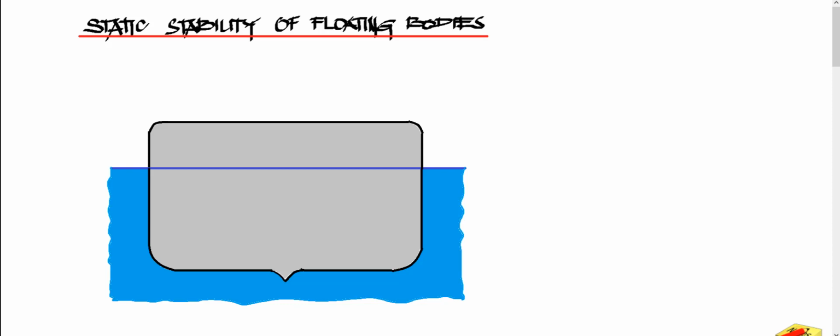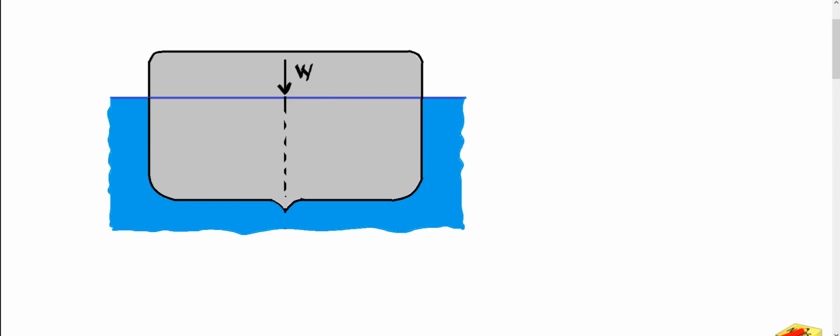Static stability of floating bodies. A floating body is acted upon by two equal opposing forces. These are the body's weight, W, acting at its center of gravity. We're assuming we have here the center of gravity of your object, for our representation only.